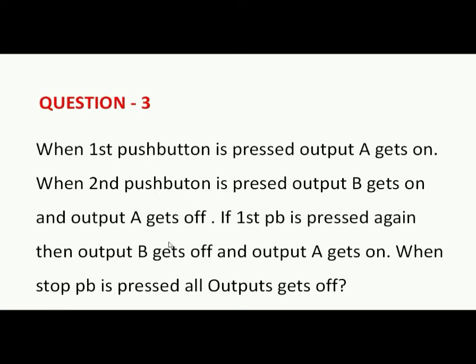It means there is interlocking. When you press the first push button, output A gets on and output B should remain off. When you press the second push button, output B gets on and output A should remain off. And when you press the stop push button, all outputs get off. So whenever you want to make a program, just go stepwise. Don't get confused by taking the whole program, but just go stepwise. First make the first line, then the second line, then the third line, then you can put on the interlocks and all that.